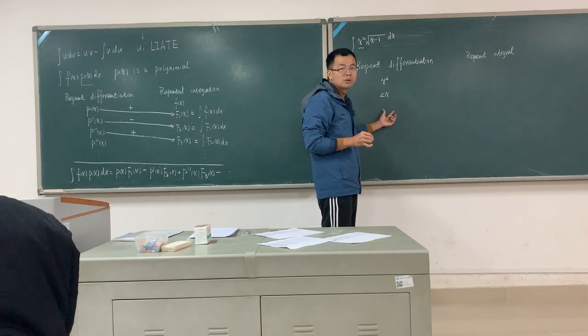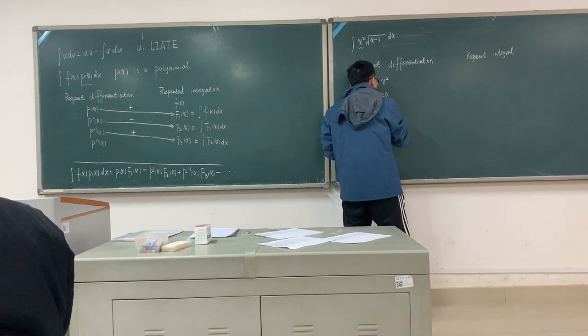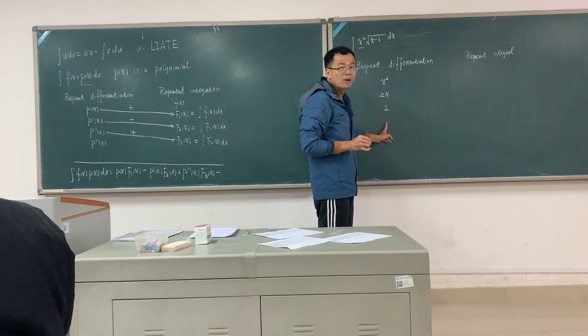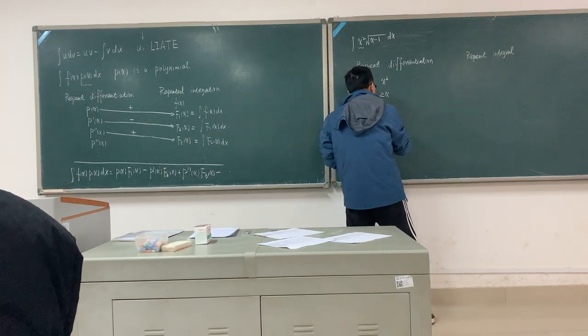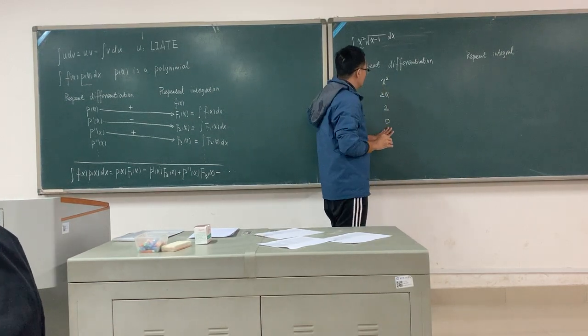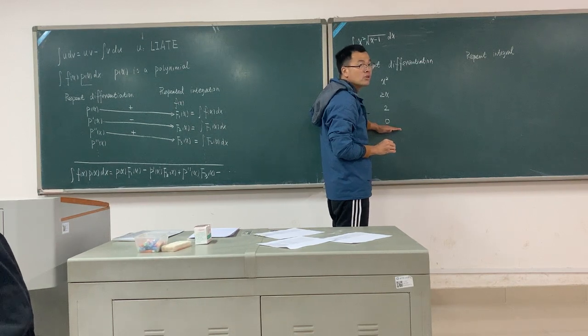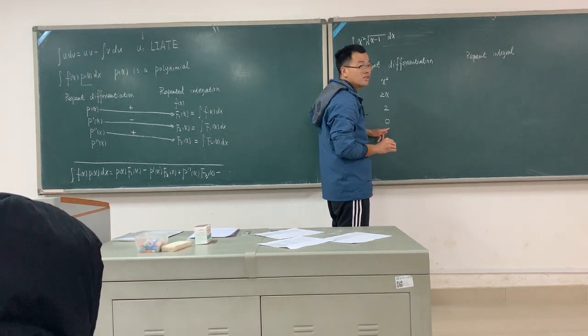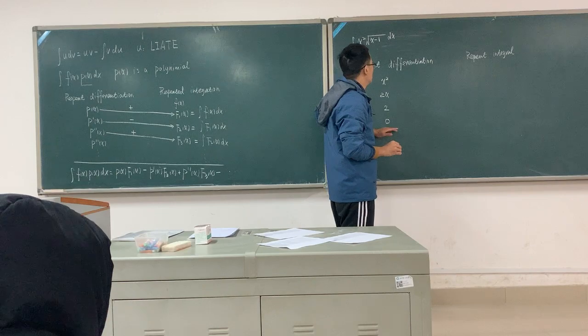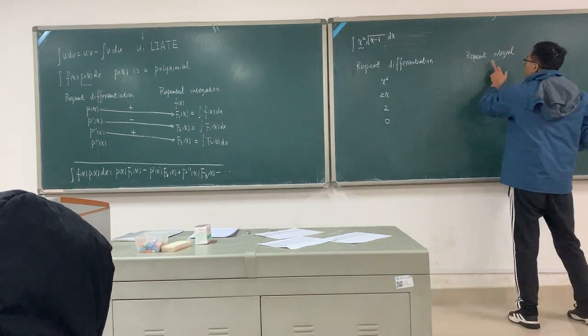2x prime is what? 2, yeah? And go on, 2 prime is 0. So here is 0, and we finish here, because here is 0. And now, here is the repeated integral.